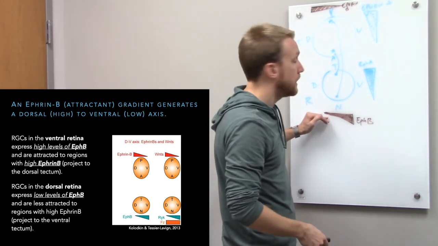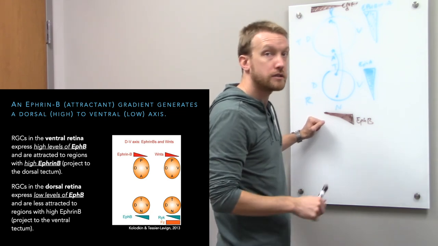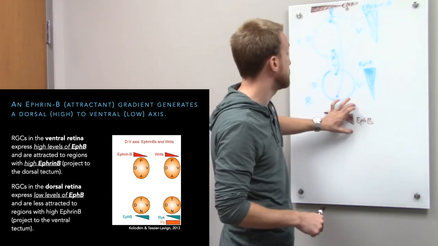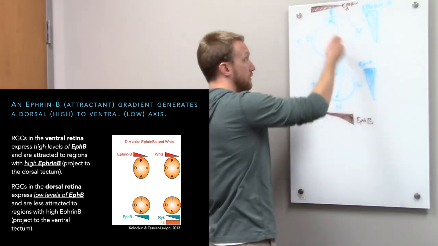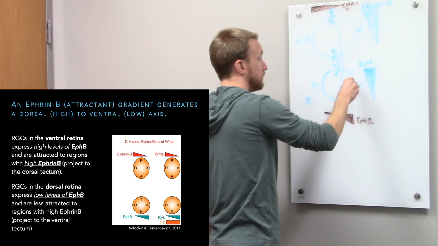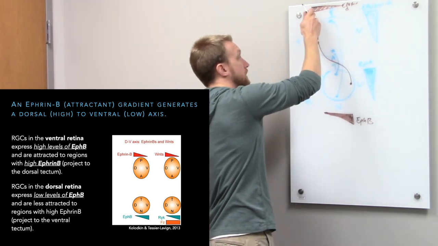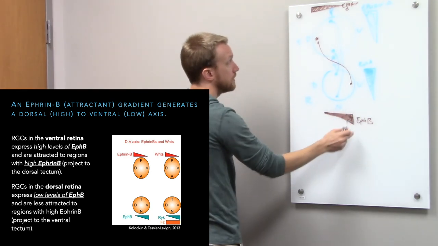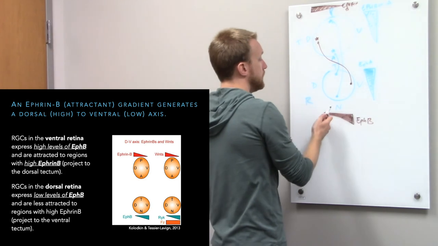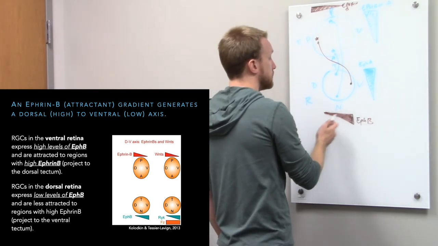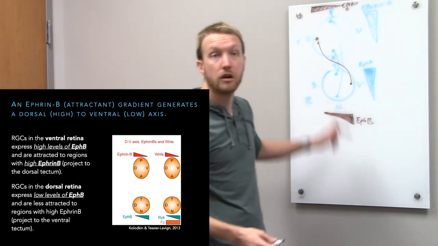So those that have lower levels won't quite be as attracted to efferent as those with the highest levels. Of course, these are going to want to cross over and settle into the regions that have the highest level of the attractive cue, which they're going to pick up there. These aren't going to care too much.